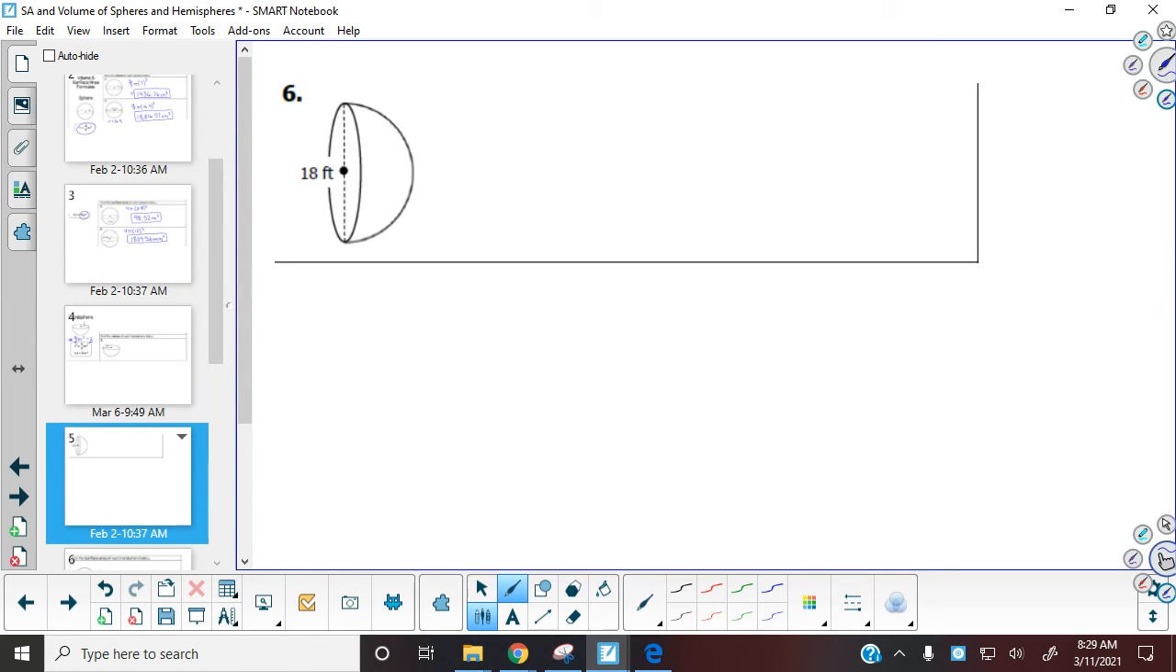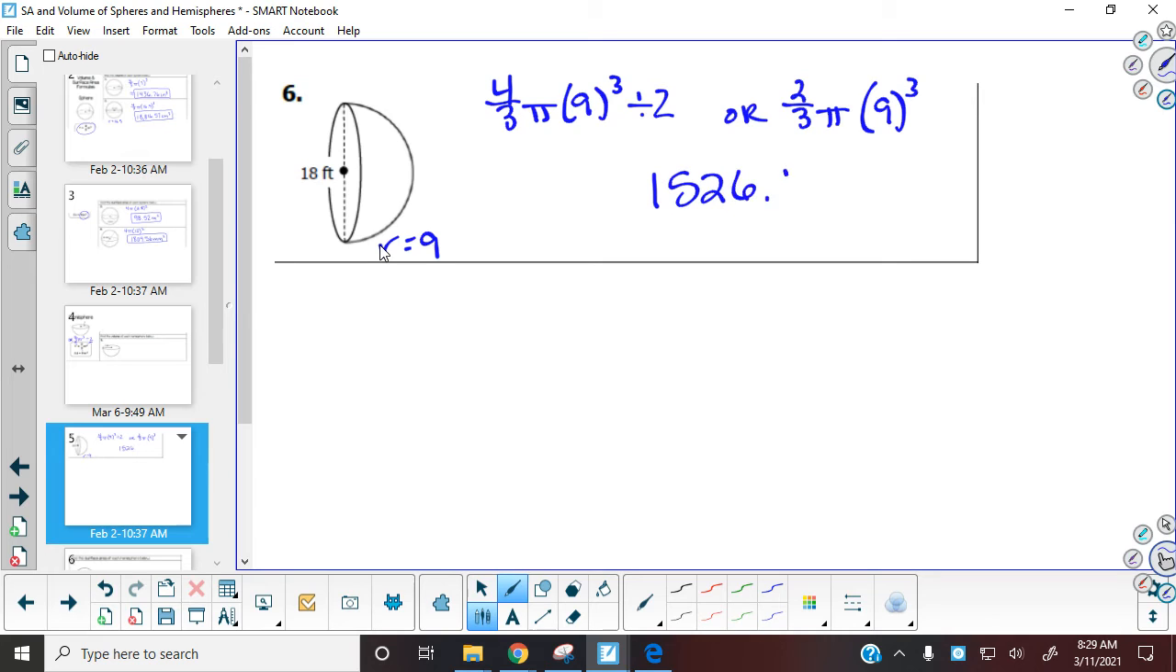Number 6, similar idea. Your radius though is 9, and so you can either do 4/3 pi 9 cubed divided by 2, or if you want to use the 2/3 formula, 2/3 pi radius cubed. Either way, you're going to get the same answer. It's just a matter of having to punch a couple extra buttons on your calculator. And when you do so, you get a value of 1,526.81, and then our units would be cubic feet.